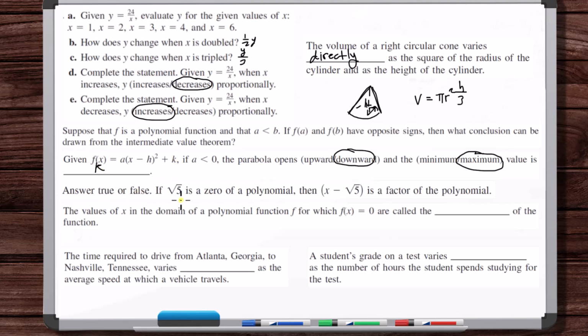True or false: if root 5 is a 0 of a polynomial, then x minus root 5 is a factor of the polynomial. True, because you set this equal to 0, solve for x, and you get root 5.